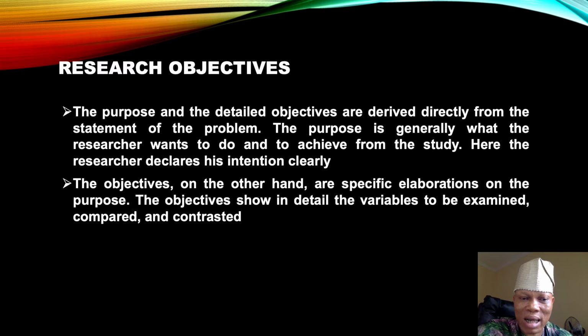Like I said, under the objective, you give the detailed explanation about the variables to be examined, compared, and contrasted. We mentioned academic achievement in both the two methods of teaching, that is, the jigsaw cooperative learning method and the conventional lecture method. Then we talk about the gender, that is male and female. So that is how to state the objectives. You get the full gist in your lecture material.